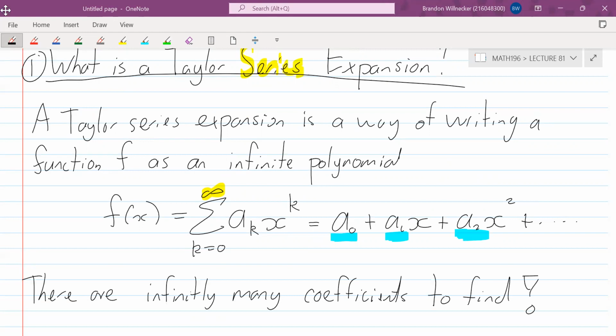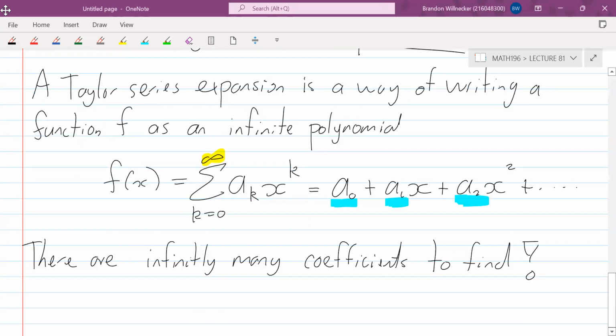Okay, now this might seem impossible. How do we find infinitely many coefficients? But we'll see through these examples that there's actually a pattern with a0, a1, and a2. So we just need to find the pattern, and then that will give us all of these coefficients. Okay, now how do we find them? Well, first, let's not look at an infinite series first. Let's look at a finite truncation of the series, so just a finite number of terms, and we'll develop the method on how to find these coefficients.